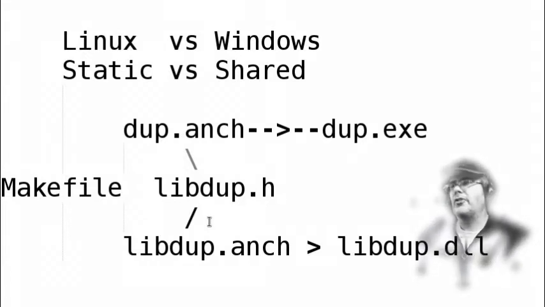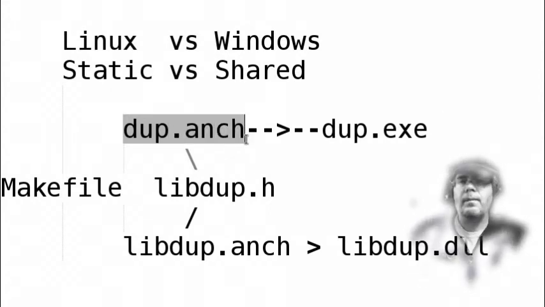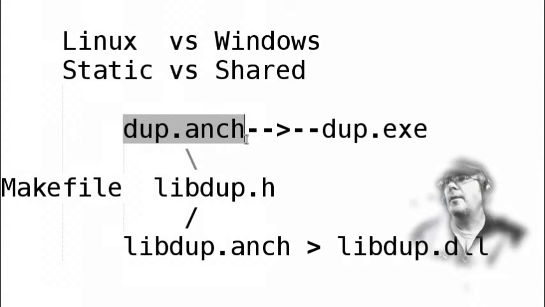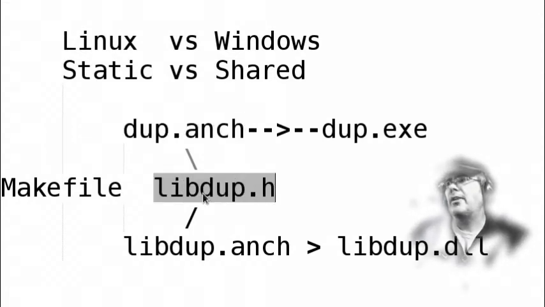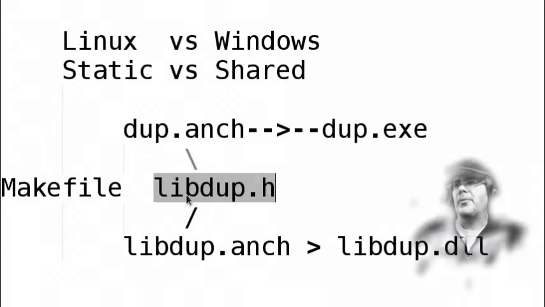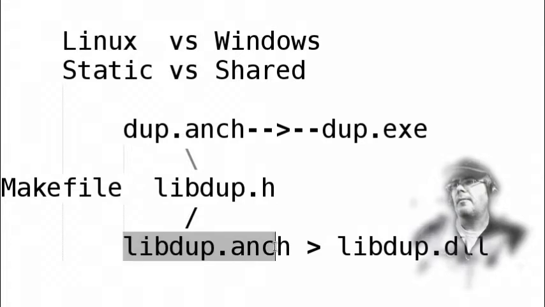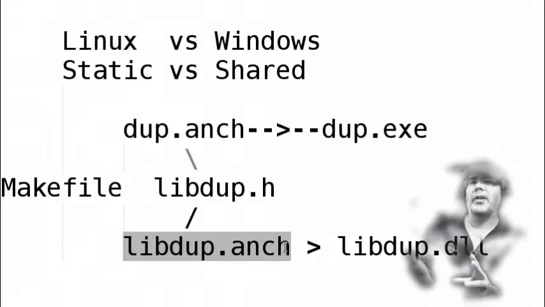Now the header file is included, or will be included, in both executable sources, and the header file contains some declarations for the functions that are available in the DLL, so that the programs can compile against the DLL without necessarily having the DLL present. That's the handy thing about header files. You can pretty much target your application for whatever shared libraries might be available.